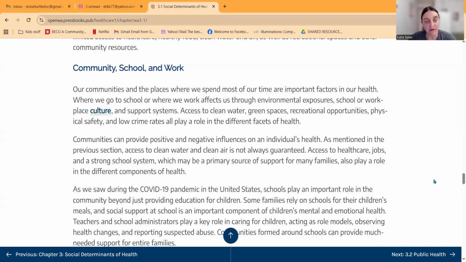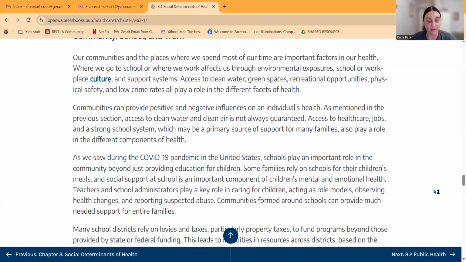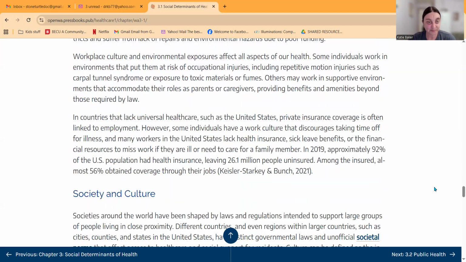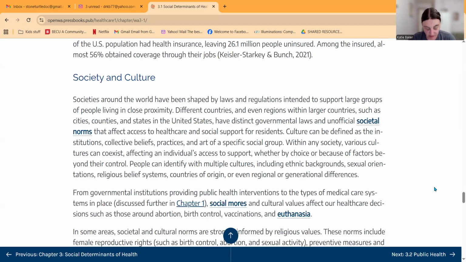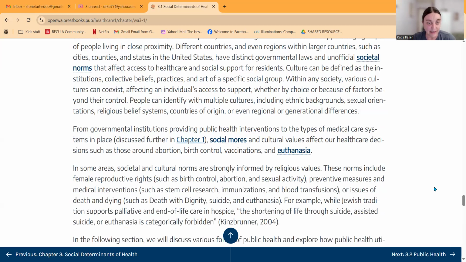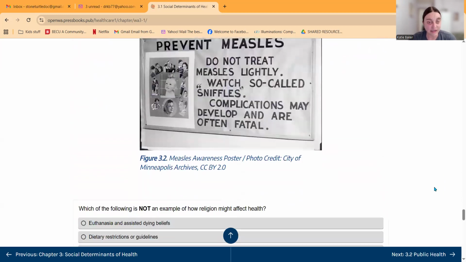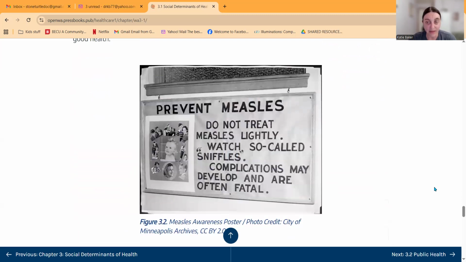With this chapter, I did try to provide updated information as much as possible. So there's a lot of discussion about COVID-19 in this chapter and how the pandemic affects our social determinants of health, as well as how public health intervened to help minimize any effects of the pandemic. We've got society and culture. Society and culture is mainly the norms, but also the institutions that are part of our culture here in the United States.